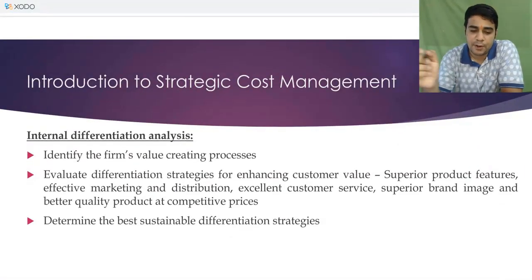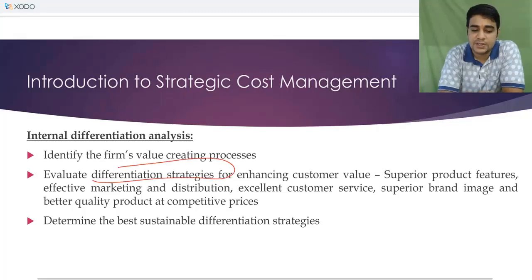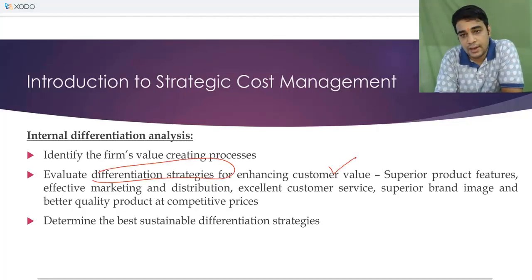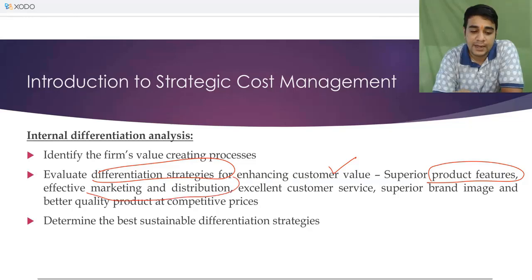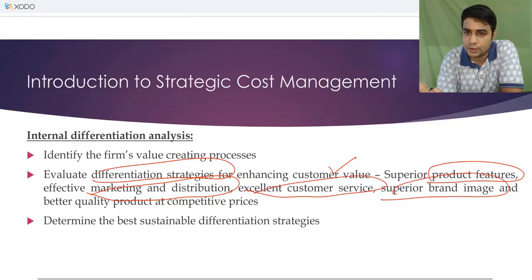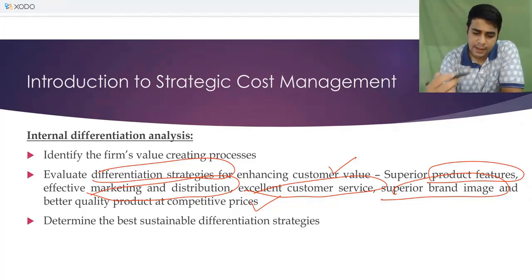Identify the value creating processes, evaluate differentiation strategy for enhancing customer value. The differentiation can come from superior product features, this is basically from your manufacturing side. Effective marketing and distribution, this is from your sales and marketing side. Excellent customer service, this is from your service side. Superior brand image, this is I think all things working together. Better quality product at competitive prices will work on your procurement side, will work on your inbound logistics. So you will have to find out ways of sustaining this advantage.